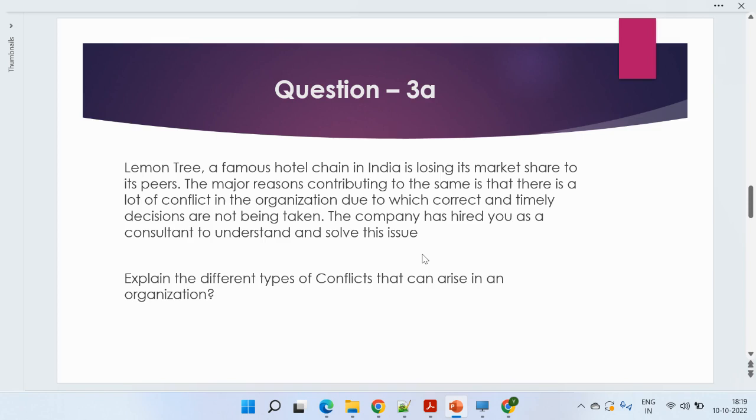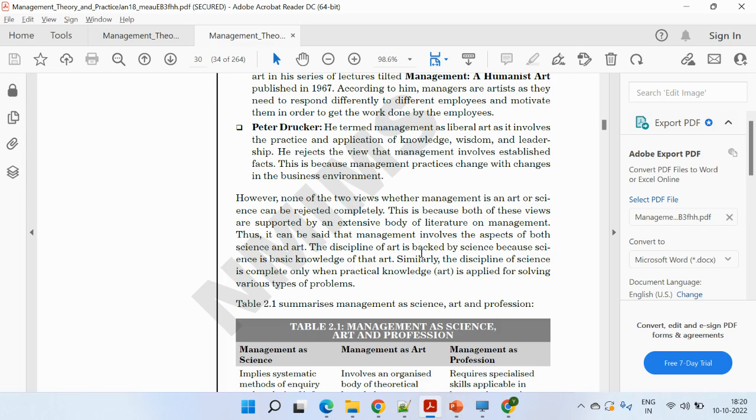So, talking about the third A question, we are not talking about the third question in general, we are talking about the third A question. Third A question is: Lemon Tree, a famous hotel chain in India, is losing its market share to its peers. The main reason contributing to the same is that there is a lot of conflict in the organization, due to which correct and timely decisions are not being taken. The company has hired you as a consultant to understand and solve this issue. Explain the different types of conflict that can arise in an organization.